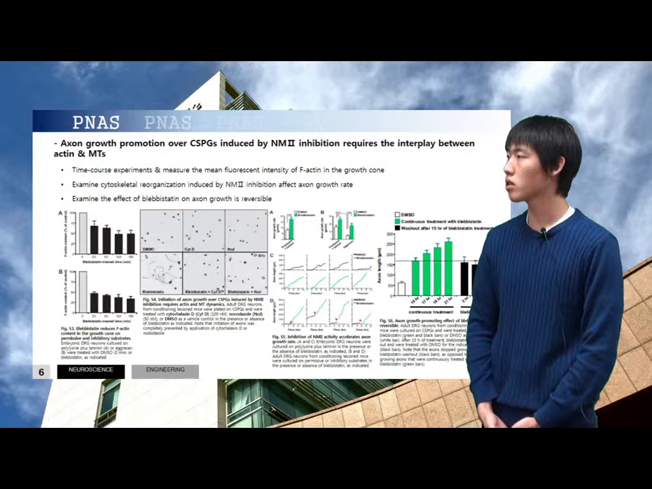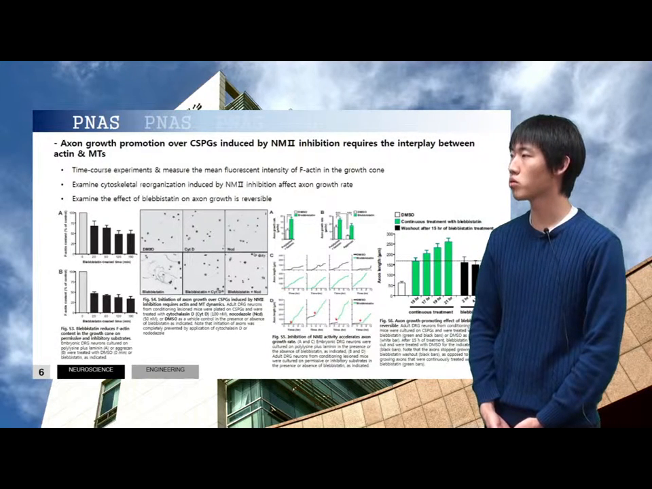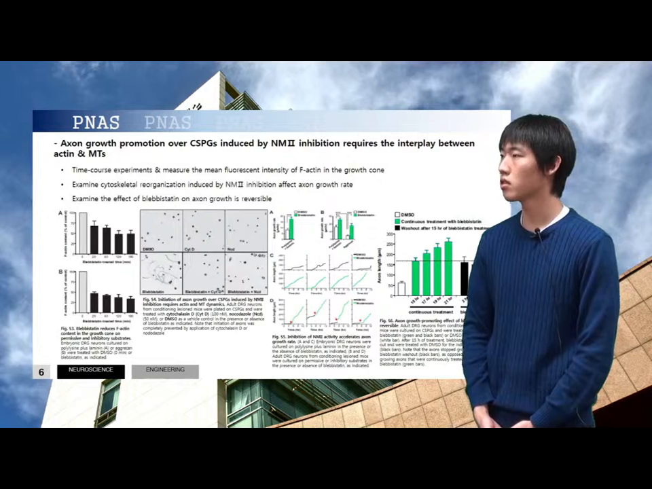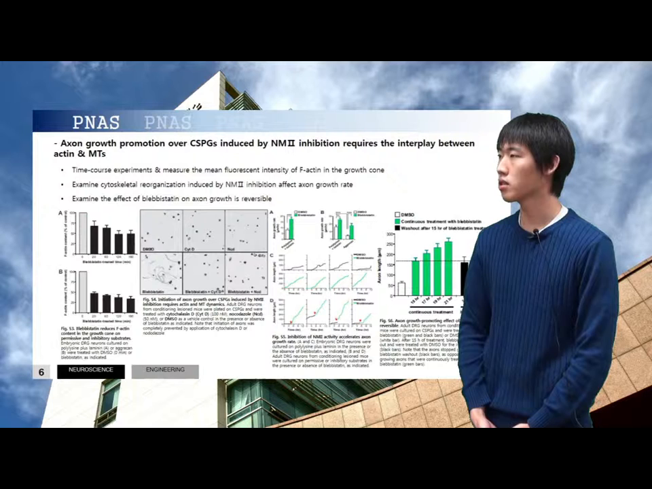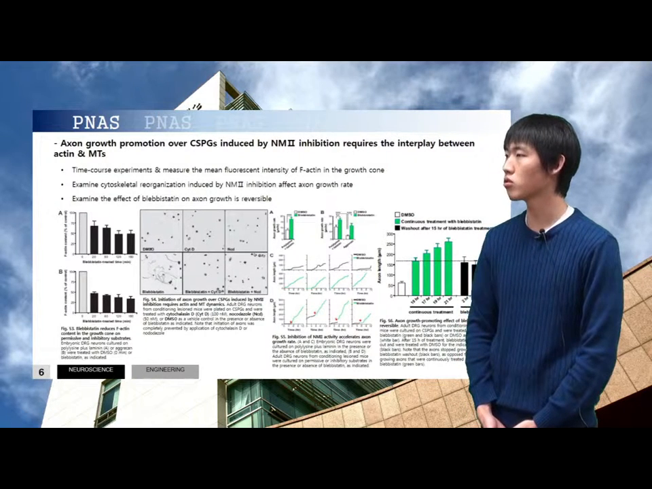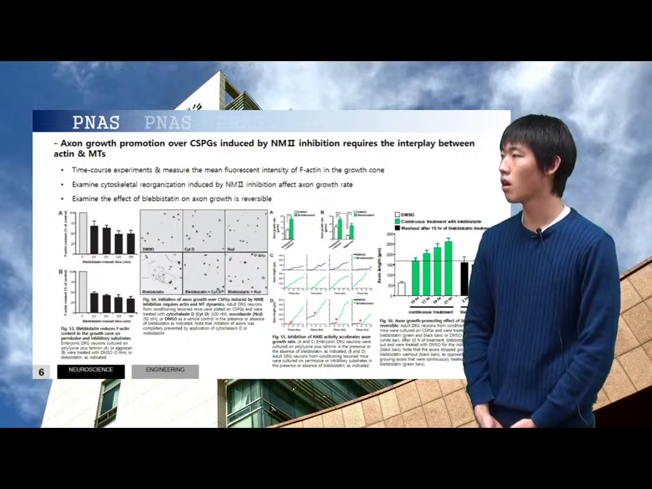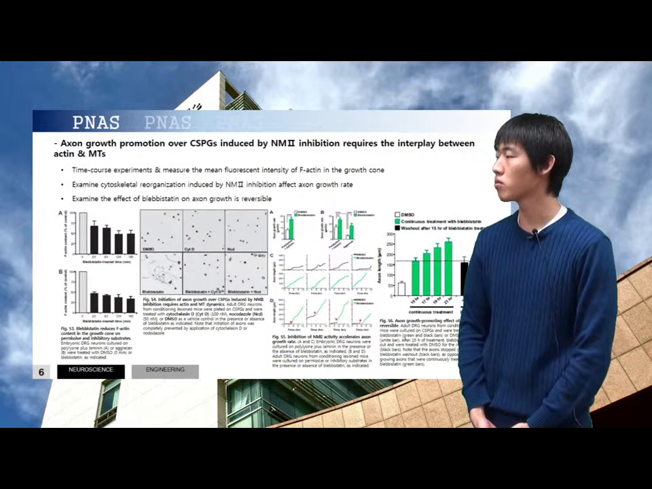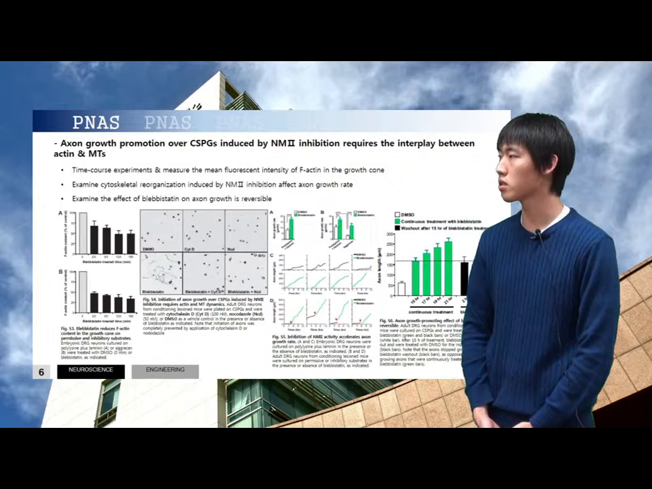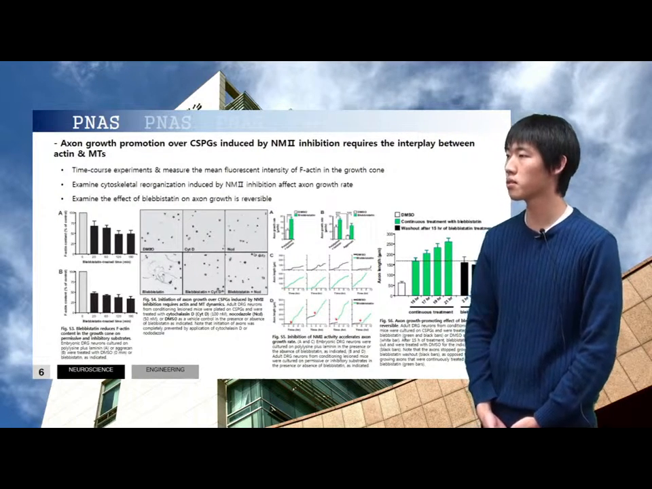Then researchers focused on the interplay between actin and microtubules. They measured the fluorescent intensity of F-actin in the growth cone and examined the effect on axon growth rate of cytoskeletal reorganization induced by non-muscle myosin 2 inhibition by performing time course experiments. These results showed both actin and microtubule dynamics are required for the axon growth promotion induced by blebbistatin over inhibitory substrates, and it's perhaps the interplay between the two polymers that brings about rapid axon extension in response to blebbistatin.